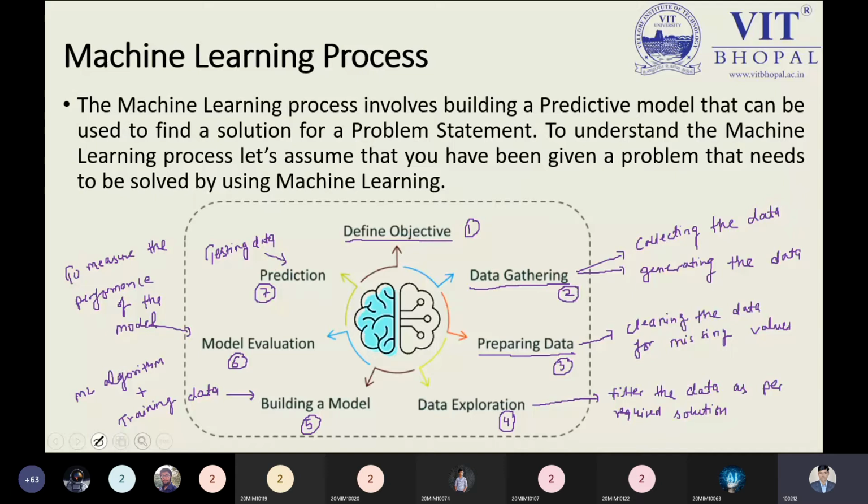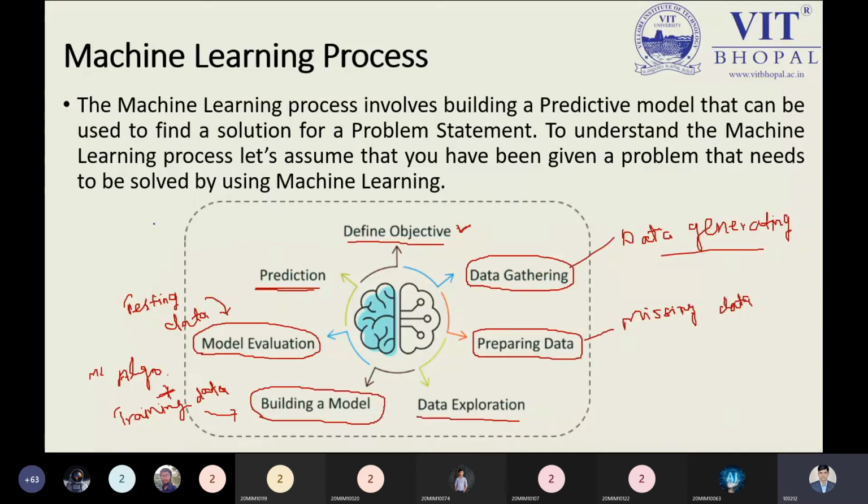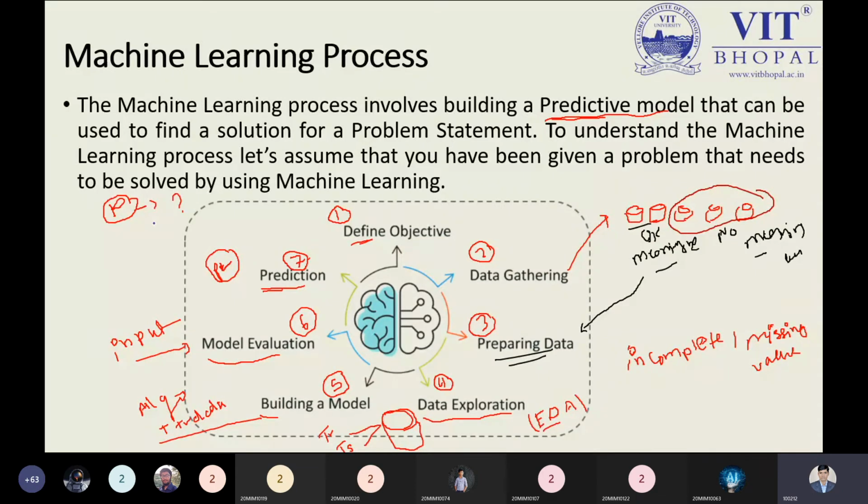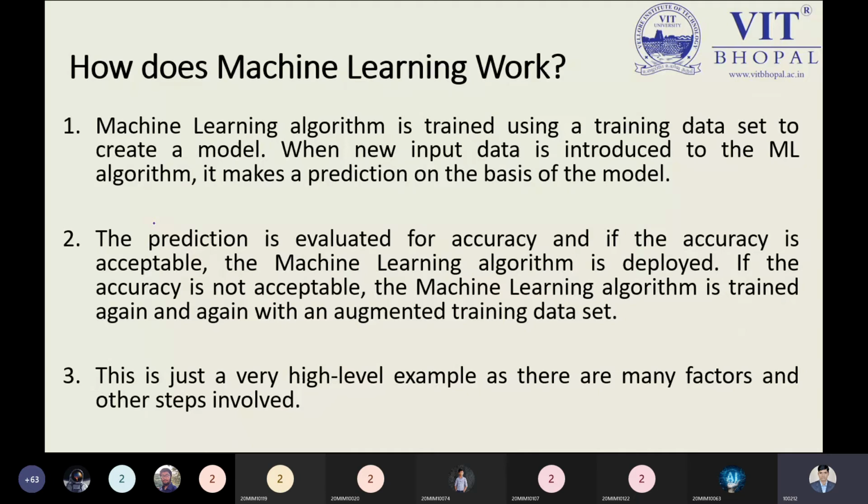This is the slide I have explained to the other slot, the same thing. This is the slide we have to discuss: how does machine learning work? You can read these three points and you can assume what we have discussed so far. This is the summary of our class.